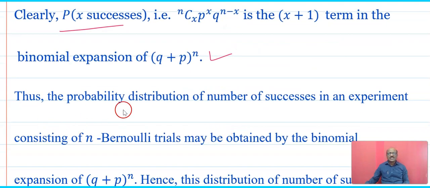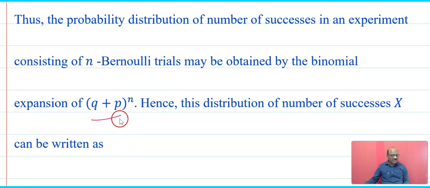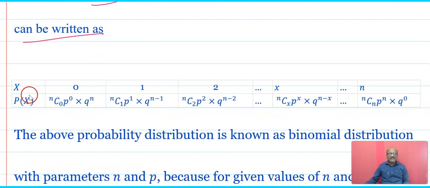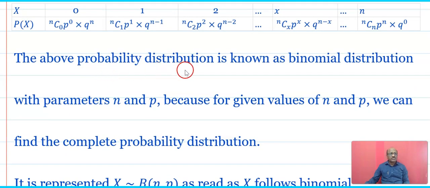Thus, the probability distribution of the number of successes in an experiment consisting of n Bernoulli trials may be obtained by the binomial expansion of (q plus p) raised to n, and hence this distribution of the number of successes, capital X, can be written with x successes 0, 1, 2 up to n. That is, when there are 0 successes, nC0 p raised to 0 q raised to n. 1 success, nC1 p raised to 1 q raised to n minus 1. And in this way, up to n, you will get nCn p raised to n into q raised to 0. The above probability distribution is known as the binomial distribution.